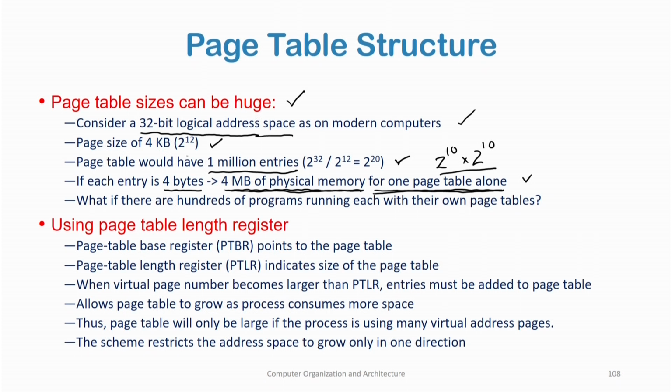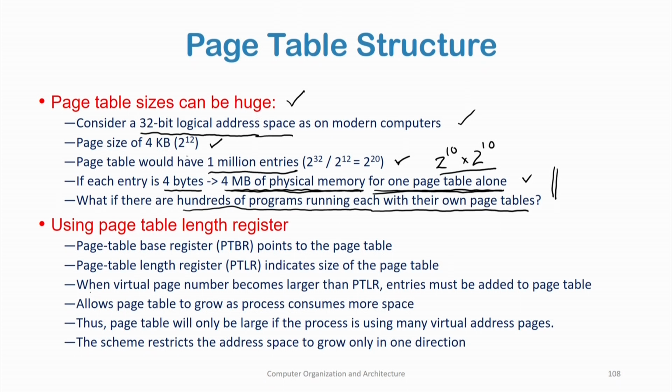Now, consider the situation where we have hundreds of processes running in parallel in the system. What will be the size of the page tables then? 100 programs we are running, each consuming 4 MB, so 100 into 4 MB. The amount of main memory consumed for only the page tables is going to be very huge. Because the size of the page table can be huge, a few techniques are applied in an effort to control the size of the page table.